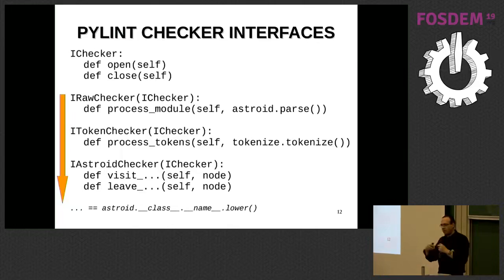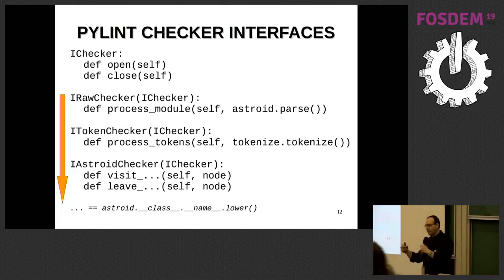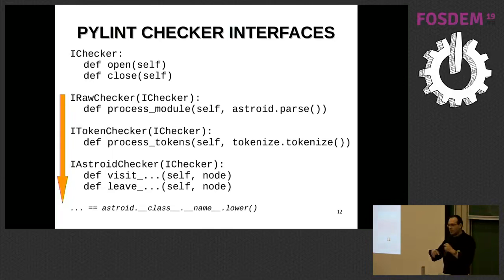This will respond to visit and leave methods, and the exact name of these methods depends on the class name of the node that you want to inspect. So for example, if you want to inspect a function, the astroid node is FunctionDef, so you can define methods visit_functiondef or leave_functiondef. Or if you want to inspect a class definition, this is visit_classdef, leave_classdef. So that's why you need to know the names.